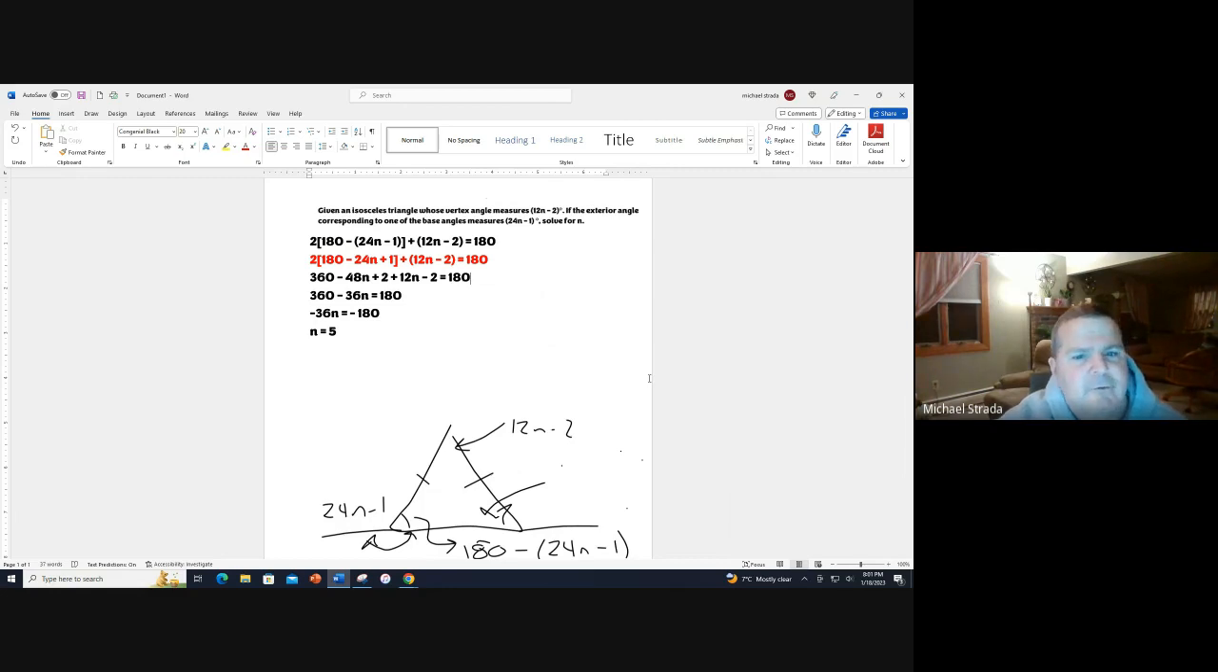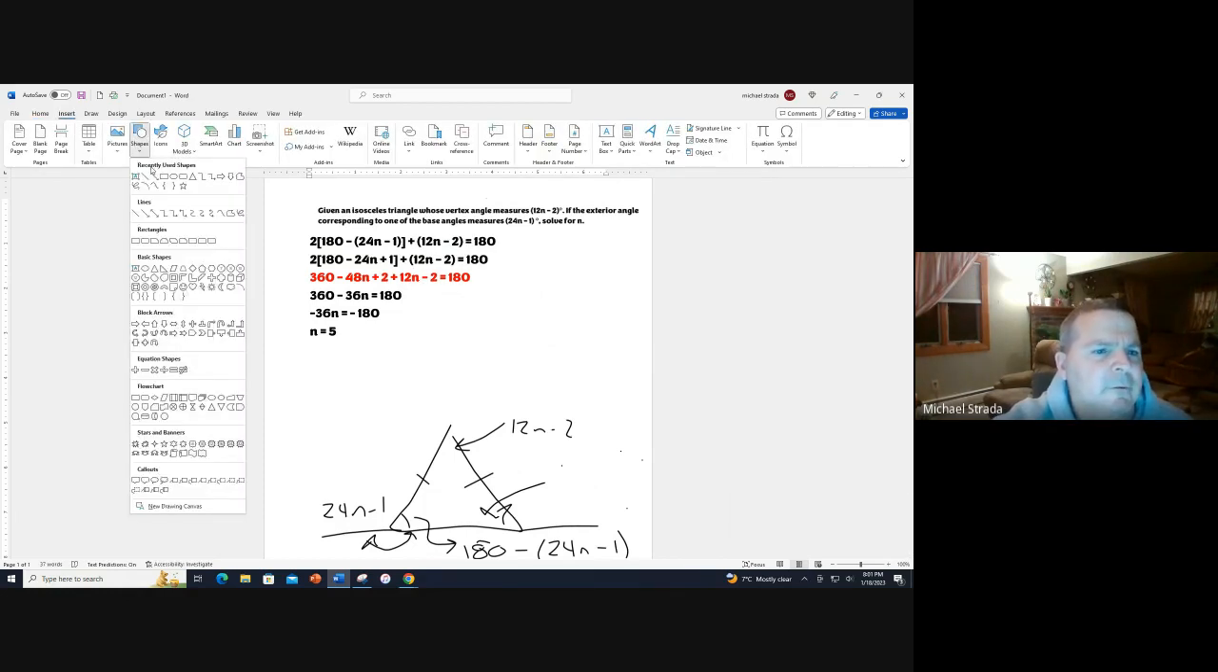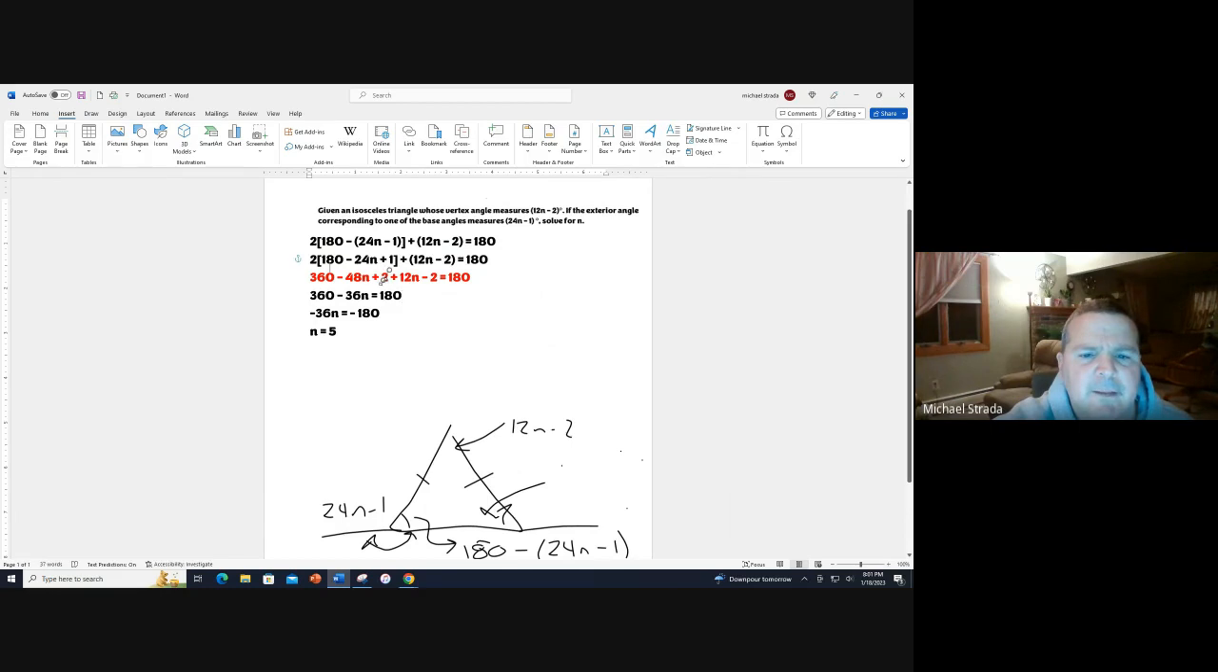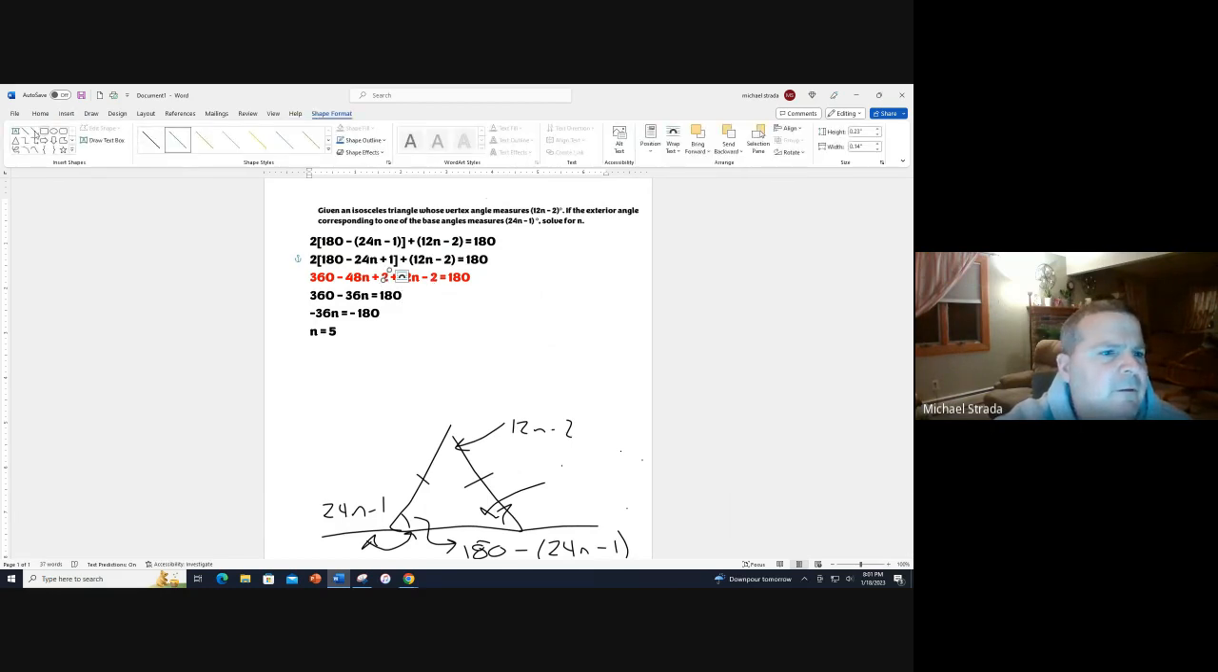Notice I'm not trying to do too much at once. I'm then going to distribute the 2 through. 2 times 180 is 360. 2 times negative 24 is negative 48. 2 times 1 is 2. I'm then going to add to that the 12n minus 2. The 2 and that negative 2 is what canceled out, because one's positive and one's negative, they cancel out.